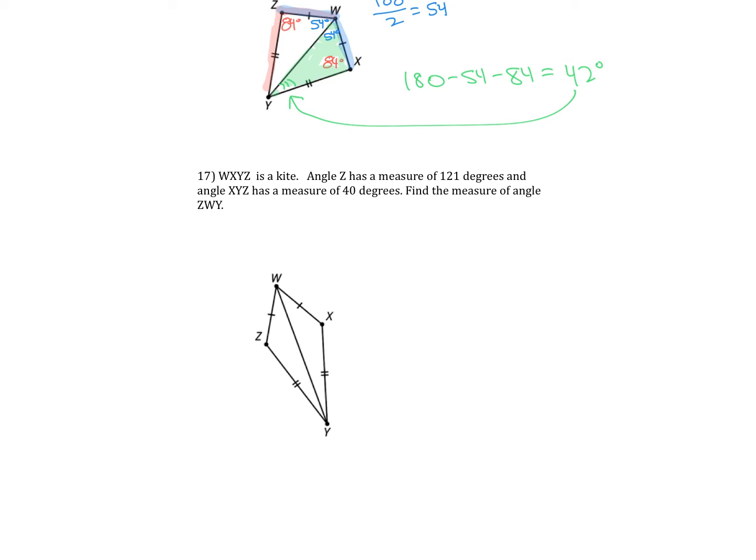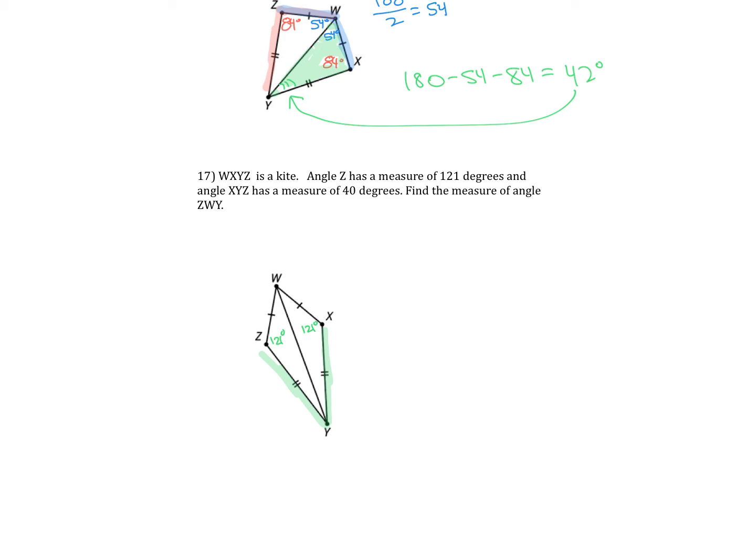It says that angle Z has a measure of 121 degrees. Okay, so that means X must be 121. Let's go ahead and write that in. Then it says angle XYZ. So XYZ, let's go find that. That's X. Oh, this is that whole thing right here.